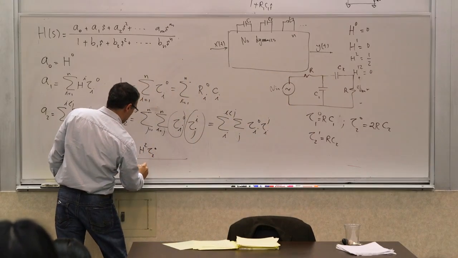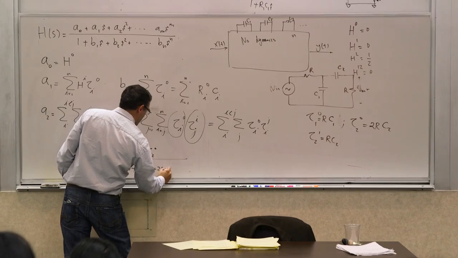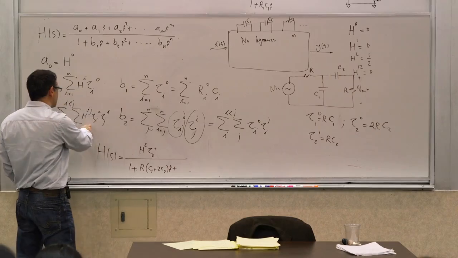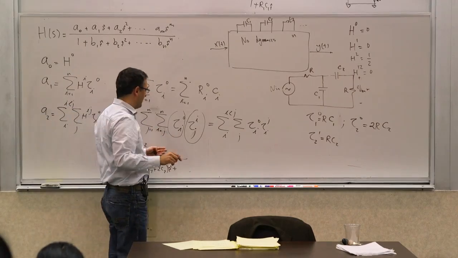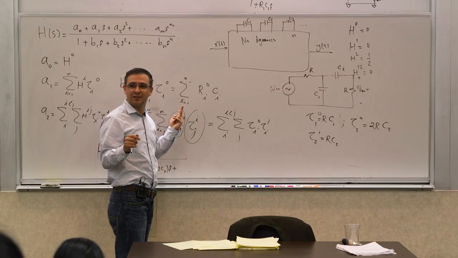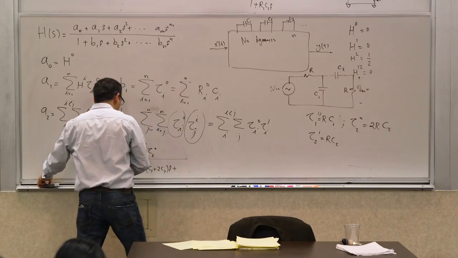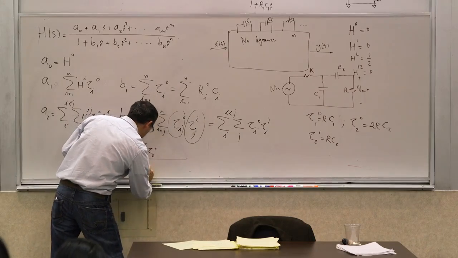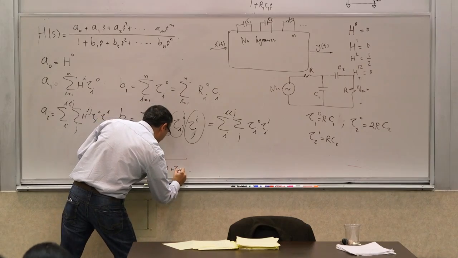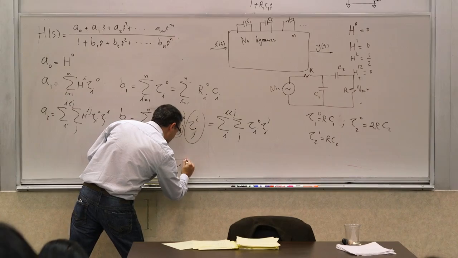So it becomes R times C1 plus 2C2 S plus... Now the next term is this one. No, this one. This looks complicated, but it's only one term, right? It's the product of tau 1,0 and tau 2,1. Let me write it in that form. So this becomes tau 1,0 plus tau 2,0 s plus tau 1,0 tau 2,1 s squared.